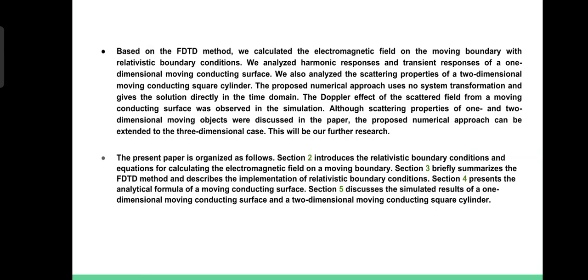Although scattering properties of one or two-dimensional moving objects were discussed in the paper, the proposed numerical approach can be extended to the three-dimensional case. This will be our further research.